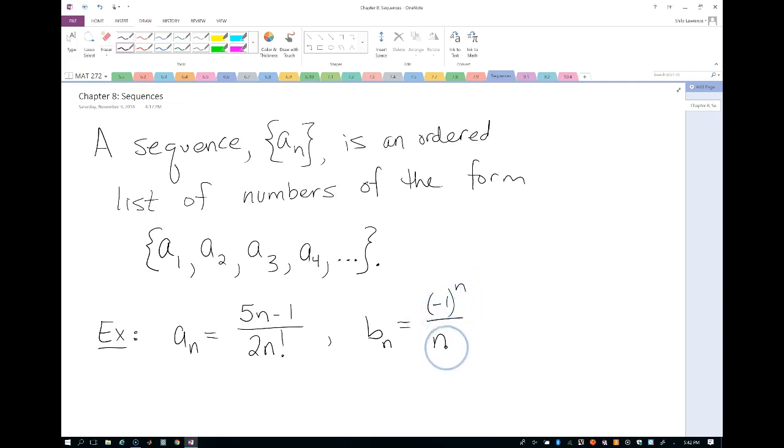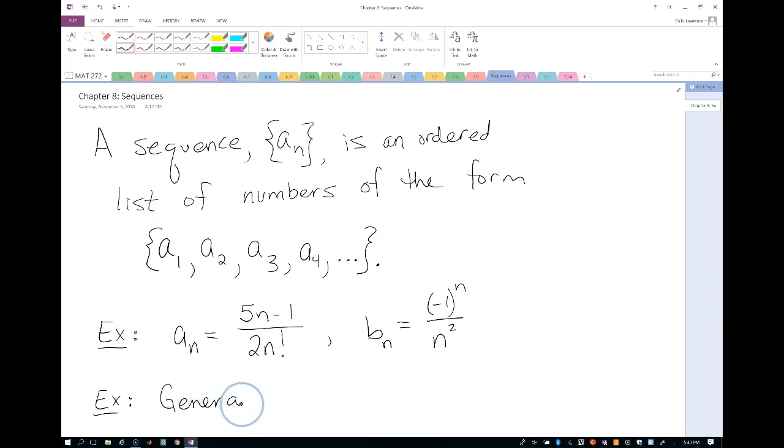Another example for a sequence: negative 1 to the n over n squared. So just a different name. This sequence is called B. We're always going to use n as our index, which is our variable, and the negative 1 to the n over n squared tells us how to generate the terms for this sequence. So one of the things that's important for us to learn how to do in this section is to generate some terms in a sequence.